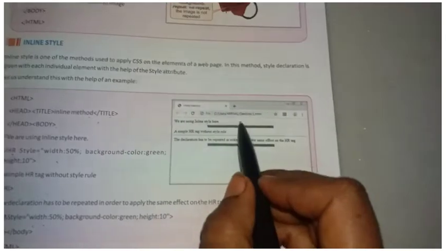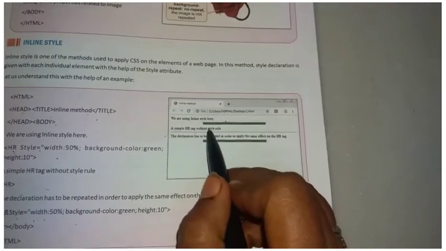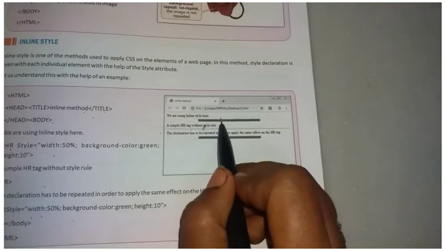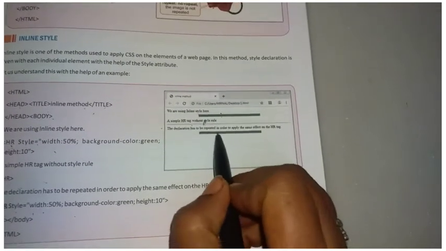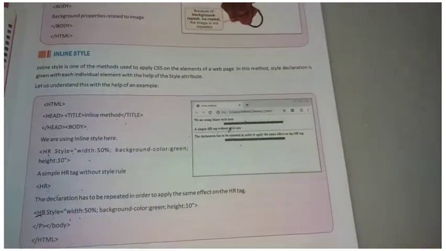Let's see here. Only a single line, a simple HR. This is without a style rule. This is with style, and this is with the style tag. This is the program here.